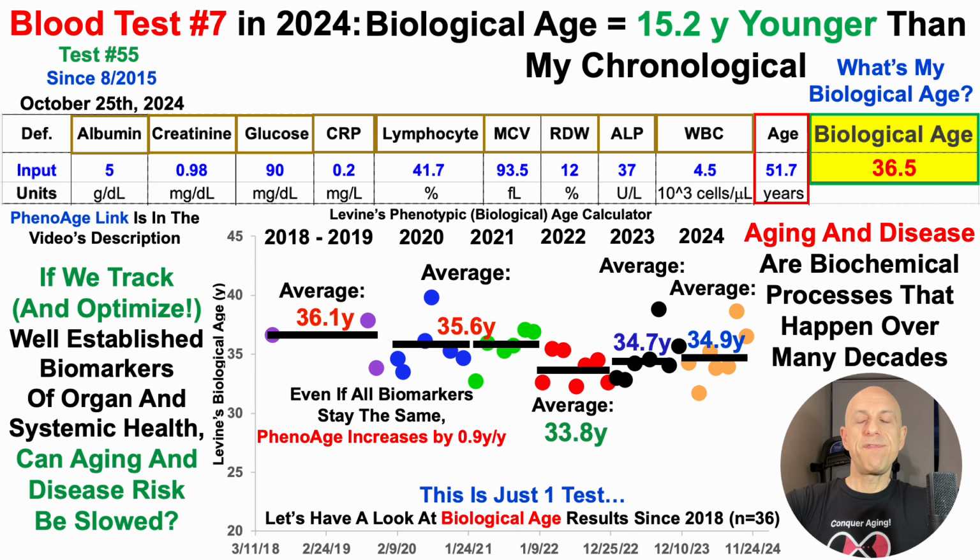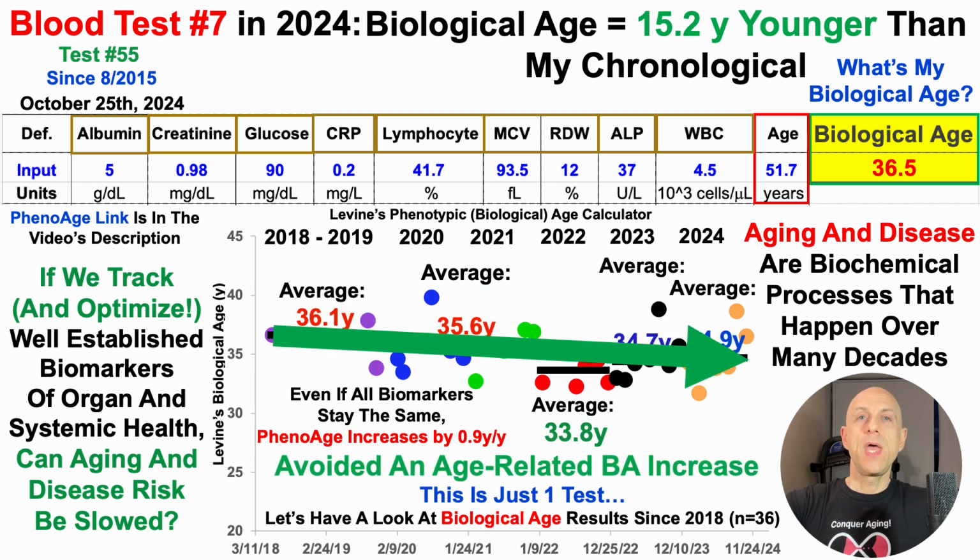So note that even if all biomarkers stay the same using this test, PhenoAge increases by 0.9 years for every year of chronological time that passes. In other words, starting in 2020, I should expect to see an average PhenoAge in 2024 of 39.2 years, so 0.9 multiplied by 4 years, and then adding that to 35.6. In contrast, I've avoided an age-related biological age increase, which suggests that I've improved these biomarkers, resisting age-related changes over the past 4+ years.